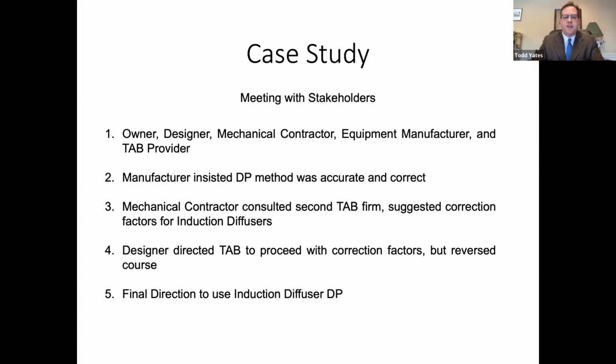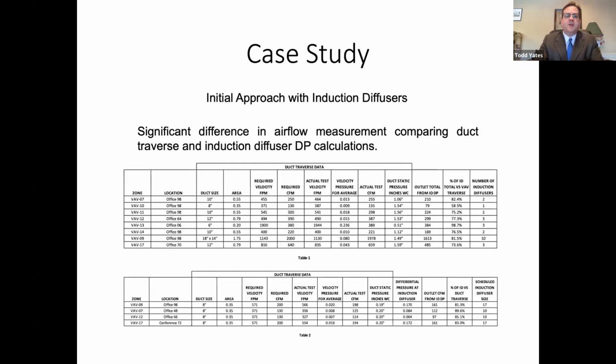And so that's what this test balance firm said that they did, is they calculated new CVs and used that to complete their balance. And the designer liked that, and he initially directed us to proceed with that approach, essentially creating a new CV or a correction factor, whichever way you want to name that. But then he reversed course, and the final direction was for us to use the induction diffuser DP. So we knew that we could do that, but still, being the sort of kid that liked to take his toys apart to see how they worked, I had to understand why it was doing what it was doing.